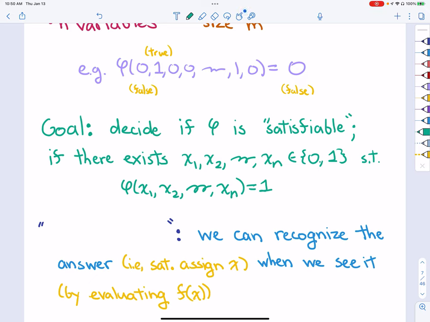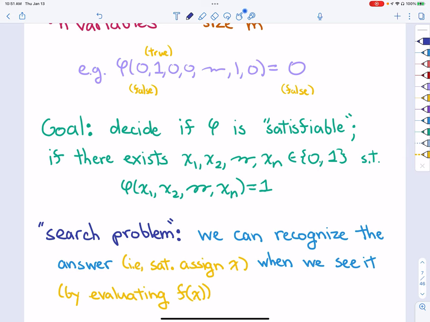Now, one thing about this problem, on one hand, it seems different than what we talked about last class, searching and sorting. But we can still think of it as a search problem in the following more general sense.